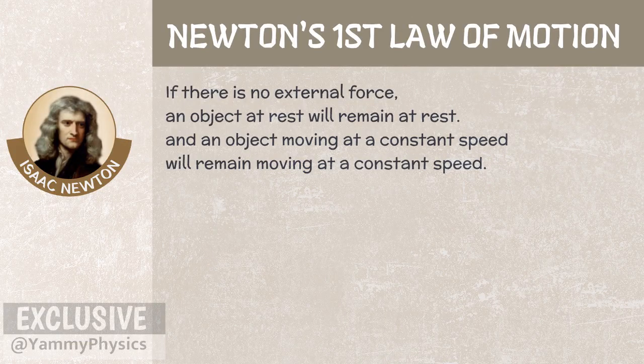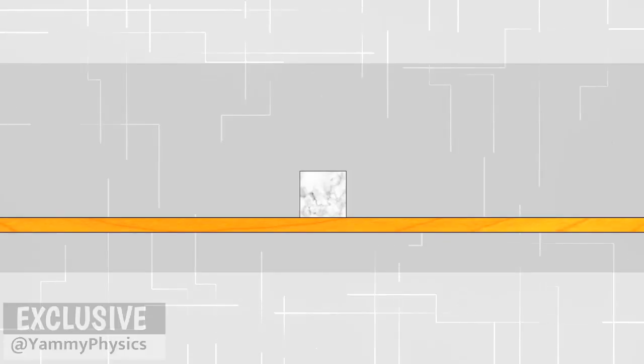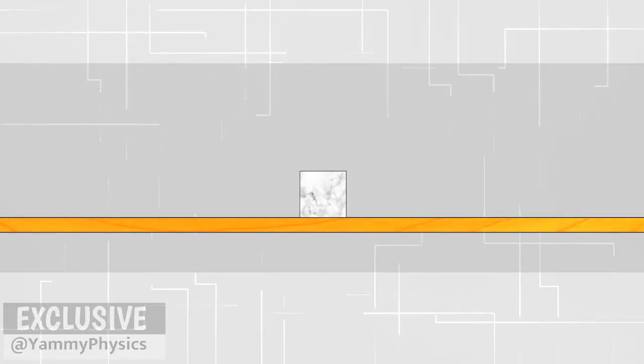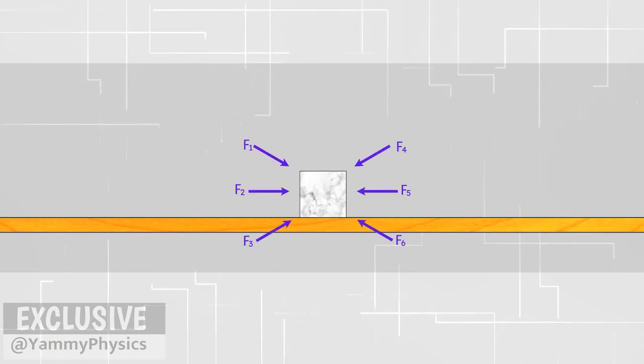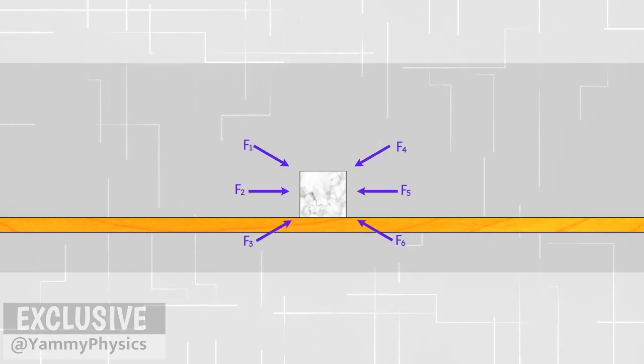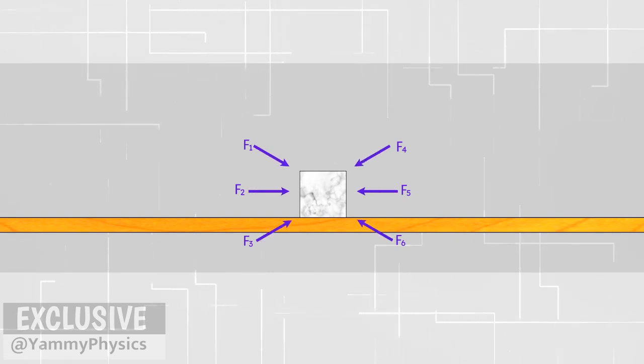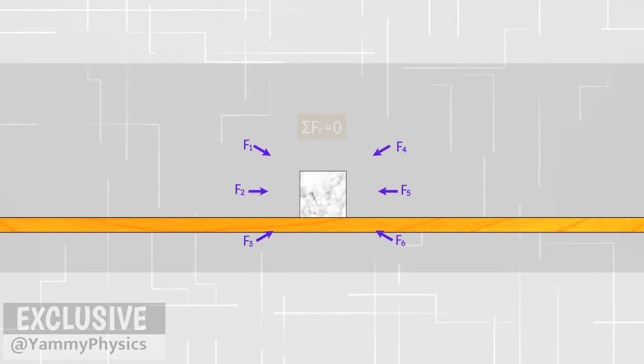External force here has two meanings. There is no single force acting on the object. Or there are several forces that act on the same object but have a resultant force of zero. Mathematically, sigma F_r is equal to 0.